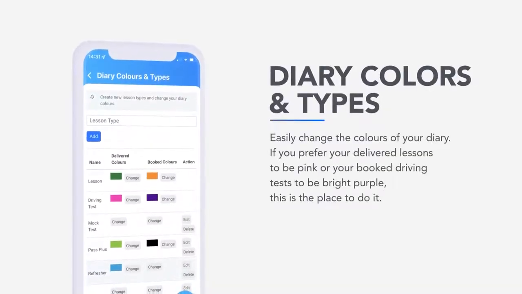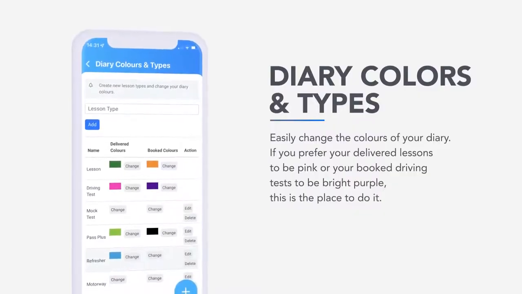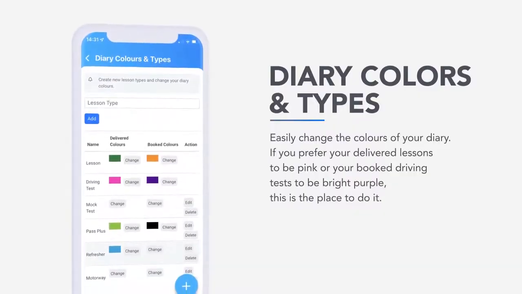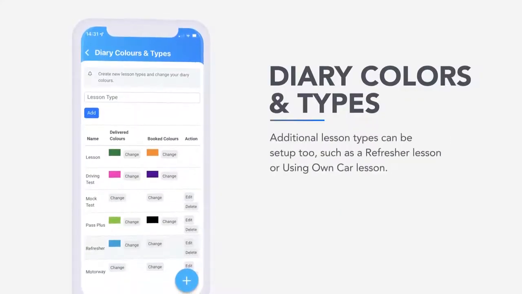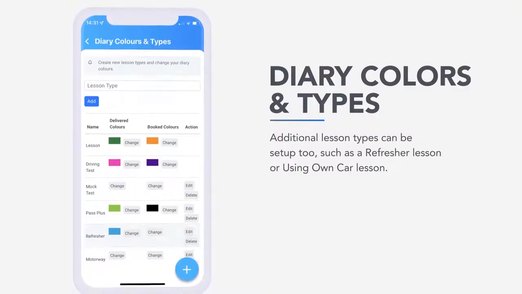Diary colours and types. Easily change the colours of your diary. If you prefer your delivered lessons to be pink or your booked driving tests to be bright purple, this is the place to do it. Additional lesson types can be set up too, such as a refresher lesson or using own car lesson.